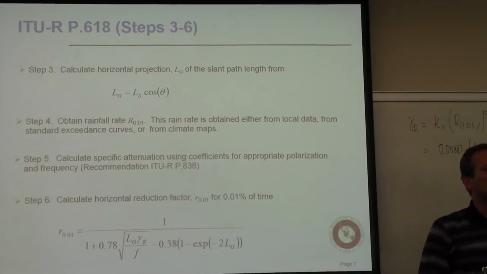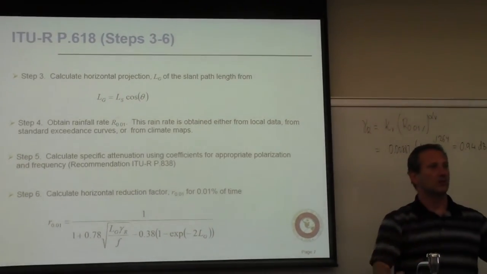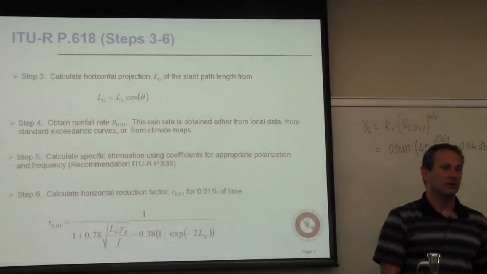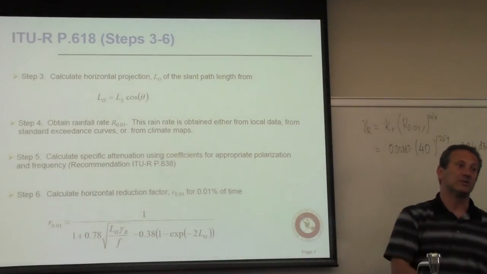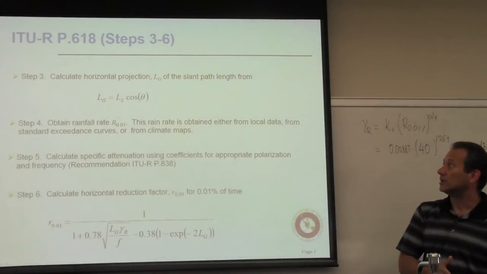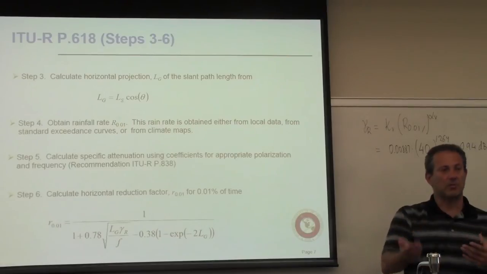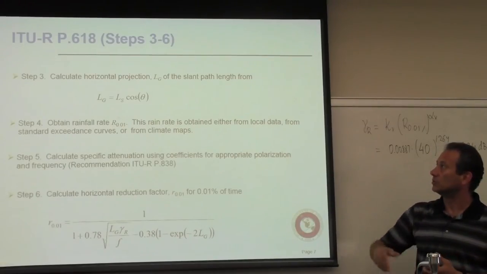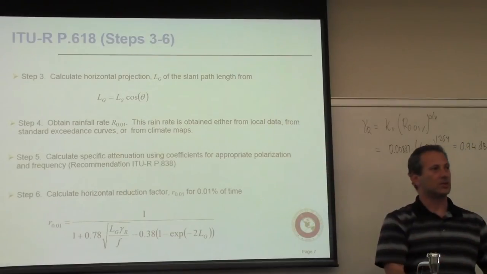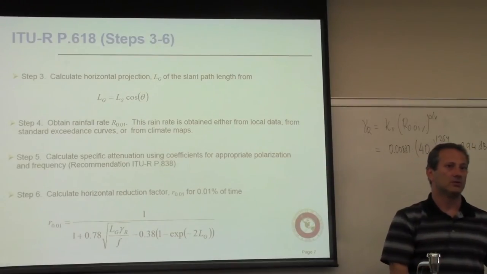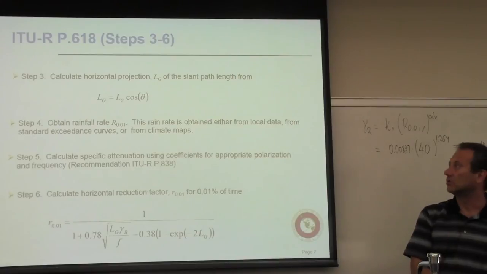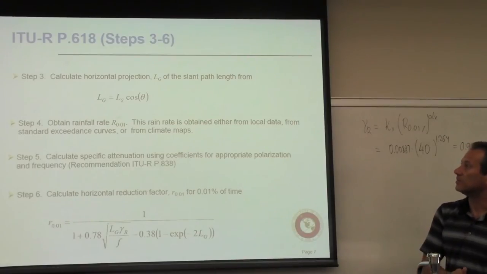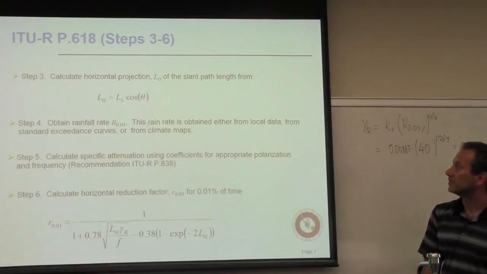A lot of these earth stations also collect meteorological data for that specific location. So over time, if you have a station that's operating, you don't have to resort to these standard curves. But when you're putting a station for the first time, there is no history there, so you have to rely on the climate maps or the exceedance curves.